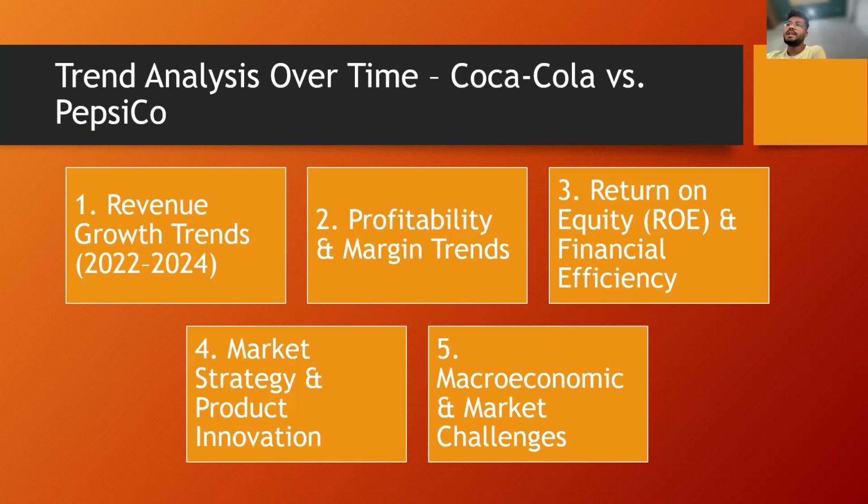Second one, profitability and margin trends. For Coca-Cola, operating margin increased from 25.5% in 2022 to 26.3% in 2024, showcasing operational efficiency. Gross profit margin increased from 58% in 2022 to 58.5% in 2024, benefiting from premium pricing strategies and cost management. For PepsiCo, operating margin increased from 13.5% in 2022 to 14.1% in 2024, showing moderate improvement.